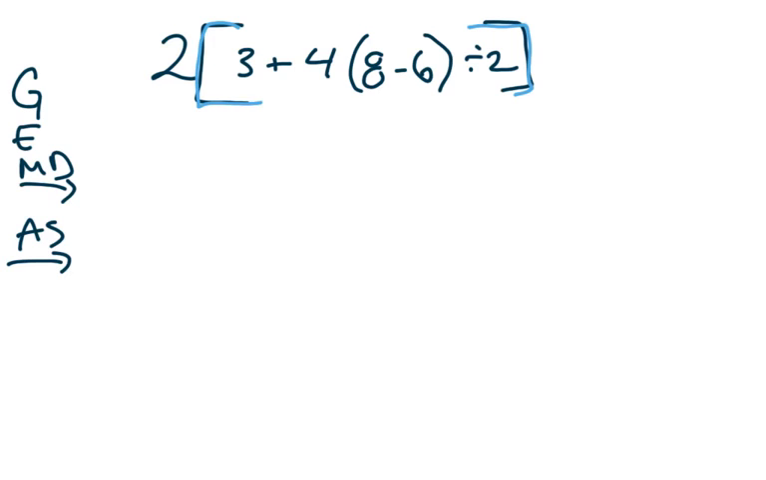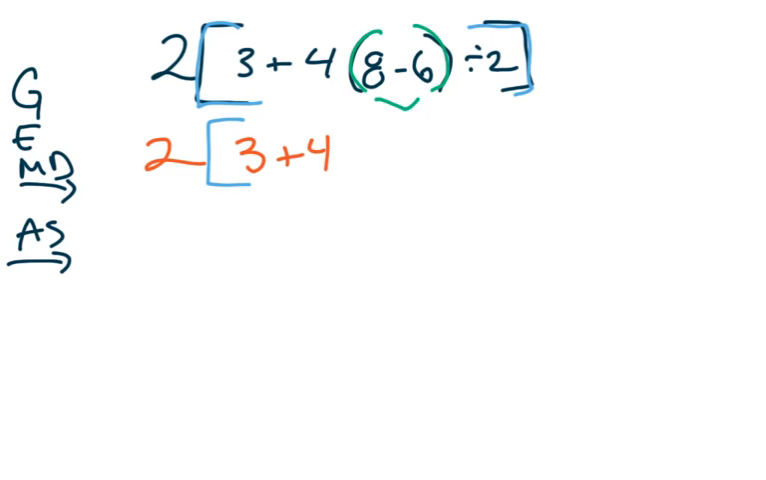Yes, I have groupings inside my grouping symbol, and since I'm following order of operations inside my blue brackets, that's what I'm going to do first, the green parentheses. 8 minus 6 is 2. Rewrite my whole problem. 2 brackets. That means multiplying because there's no symbol in between.